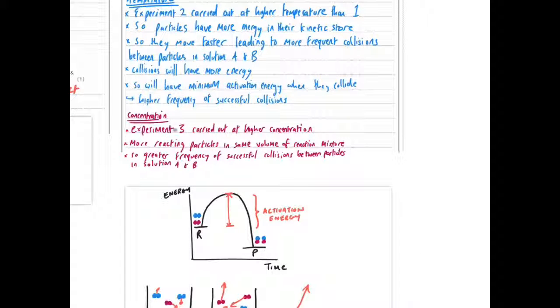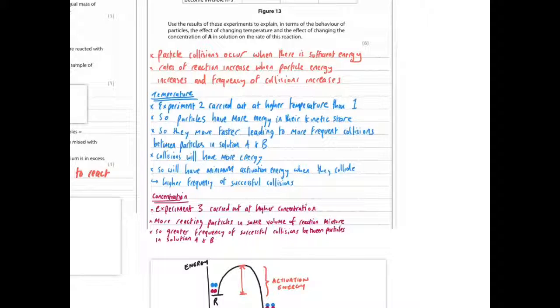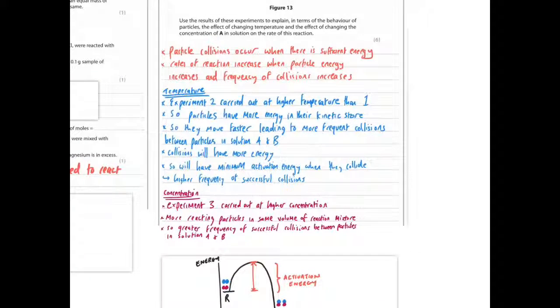With concentration, experiment 3 was carried out at a higher concentration, so more reacting particles in the same volume of reaction mixture, so a greater frequency of successful collisions between particles in solution A and B. Remember, you do not have to write all of this to get 6 marks. This is just covering absolutely everything that you need to know, but you could not. There's certain bits you could edit out and still get 6 marks, so always give it a go and address every part of the question.